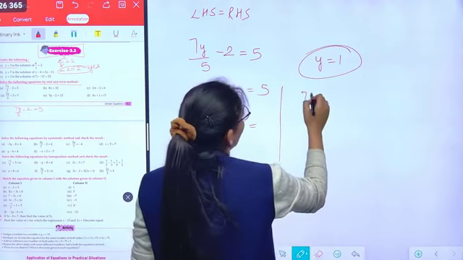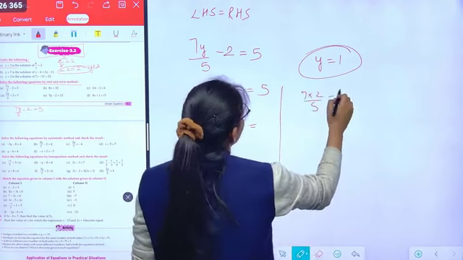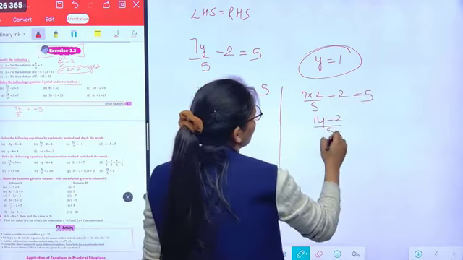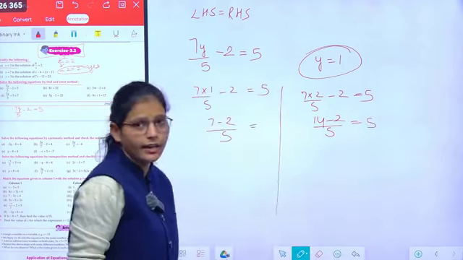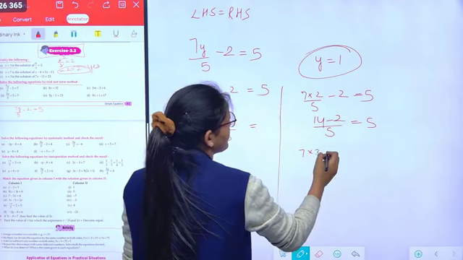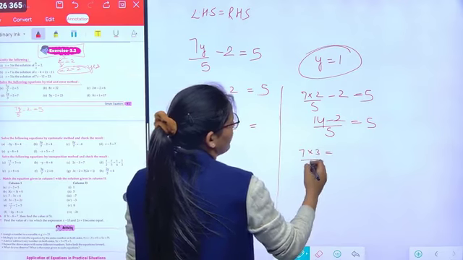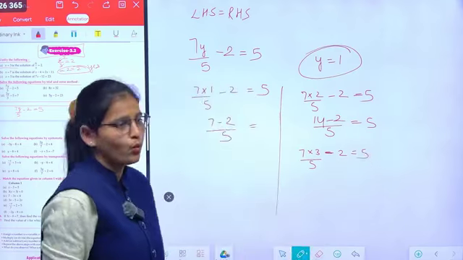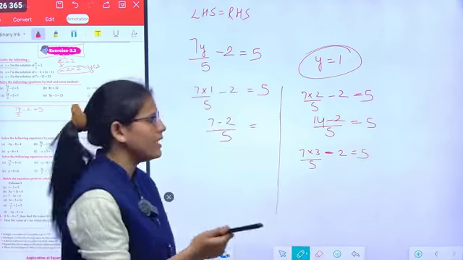7 multiply by 2 upon 5 minus 2 is equal to 5. Now 14 minus 2 upon 5 is equal to 5. Again, class, it will not be equal. Now we will put y is equal to 3, class. Now 21 minus 2, 19, it will not be equal.